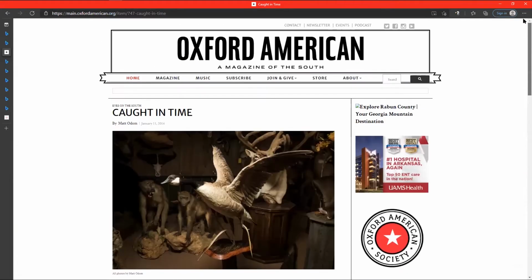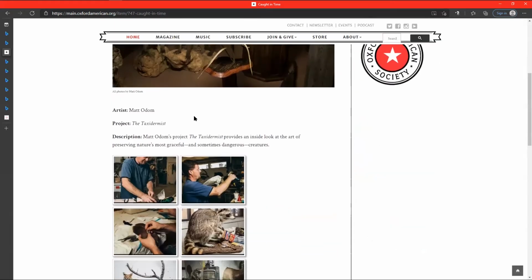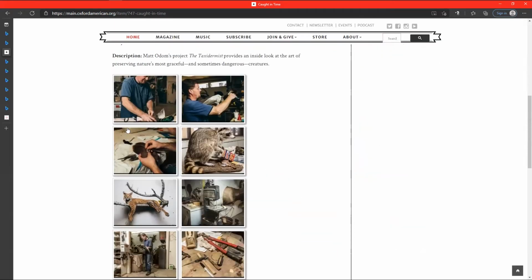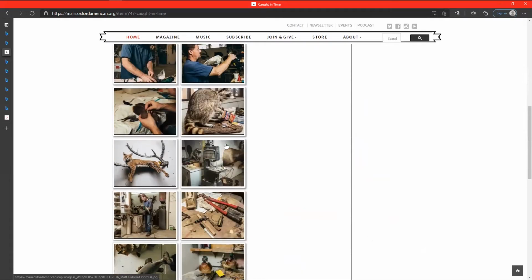This is one of my earliest, if not my first, personal project that I decided to put together. Basically, I created my own personal assignment where I wanted to tell a story about the workings of a taxidermist. Working with that taxidermist, I was able to go in, set up a time, and document spending time with him, as you see here. Just basically telling the story about what he does on a daily basis.